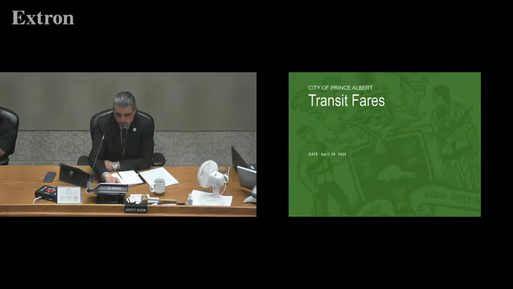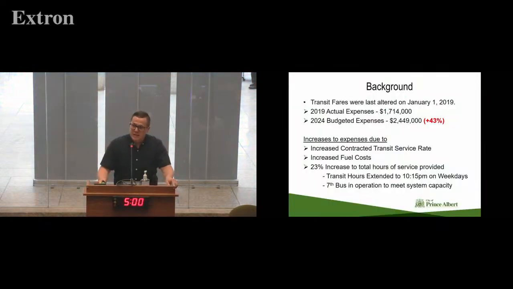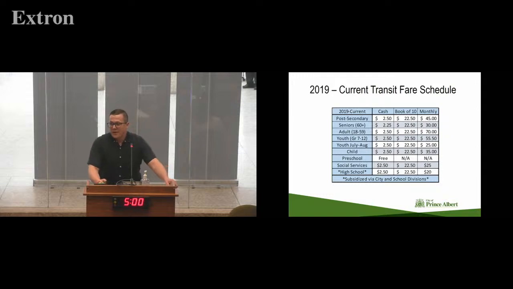Good afternoon, everyone. The purpose of this report is to review transit fares in the city of Prince Albert. Fares were last altered on January 1st, 2019, and at this time, the expense to operate the service was $1.7 million. And today, for 2024, the budgeted expenses are $2.45 million, an increase of 43%. And this is due to the increased contracted transit service rate, increased fuel cost, and a 23% increase to total hours of service provided.